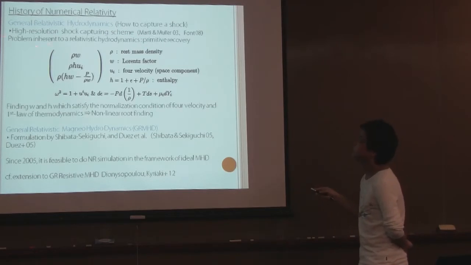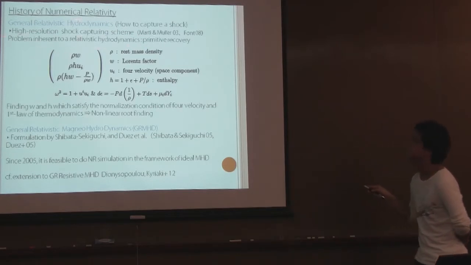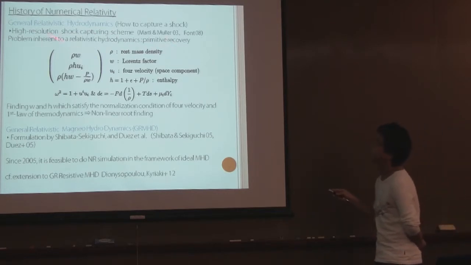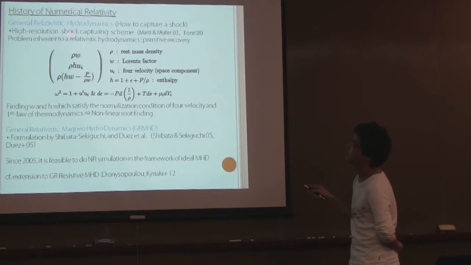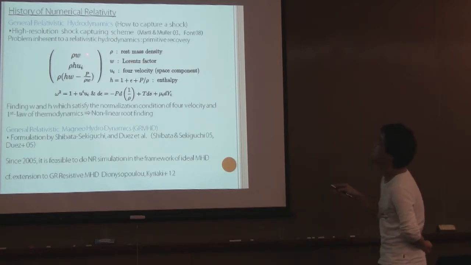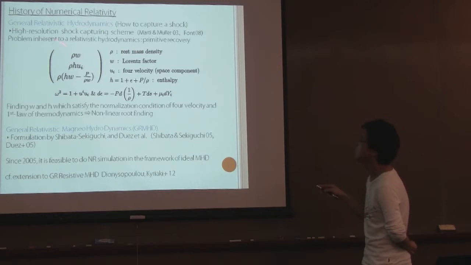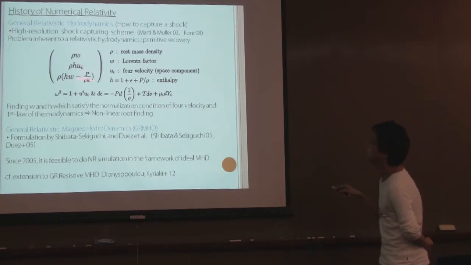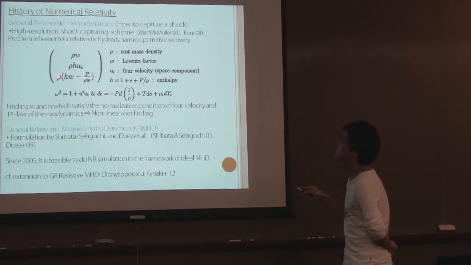And there is a problem inherent to relativistic hydrodynamics, which is sometimes called primitive recovery. Because the high-resolution shock capturing scheme is based on the conservation laws, not the rest mass density but the Lorentz factor weighted rest mass density is used as a basic variable. The same is true for the momentum, which is weighted by the specific enthalpy, and the energy density is composed of the enthalpy, Lorentz factor and so on.